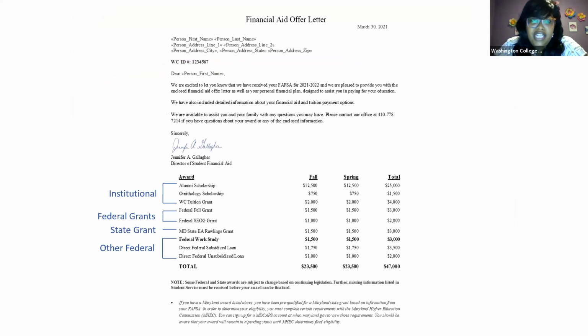So the first section here is your institutional aid. I'm trying to point my fingers, remembering that you can't see me in person. So we're going to go through it line by line, right?